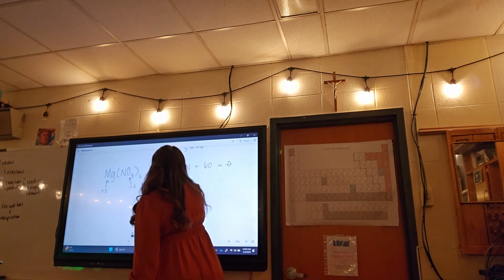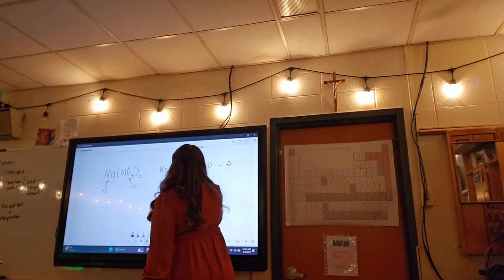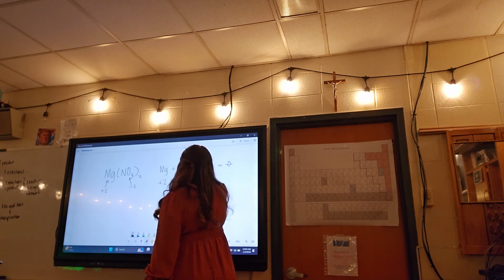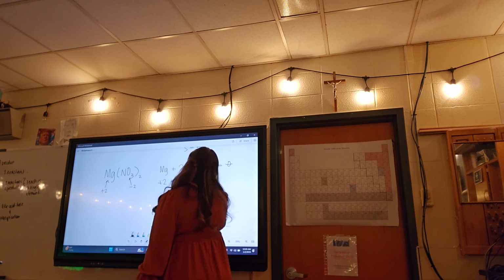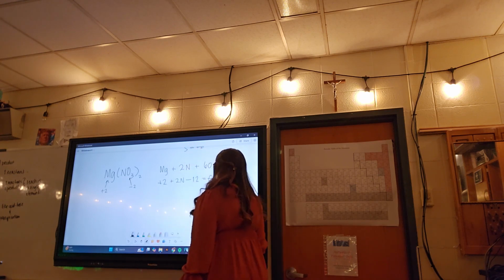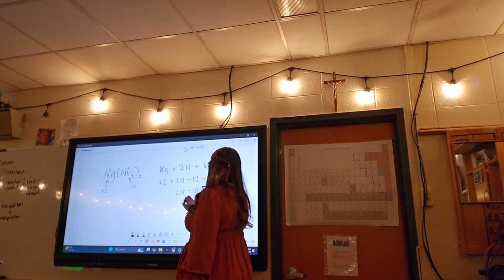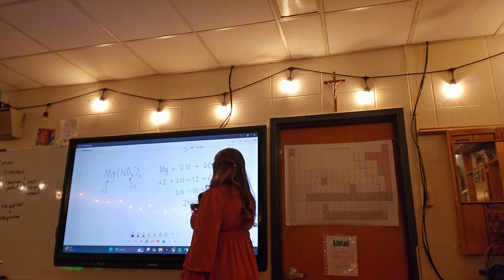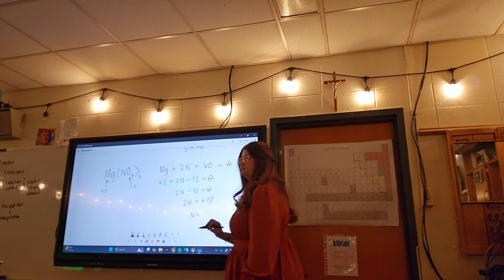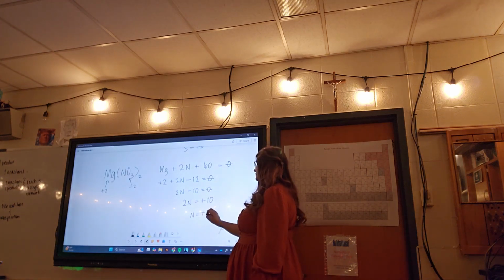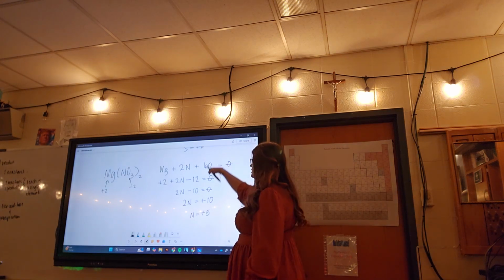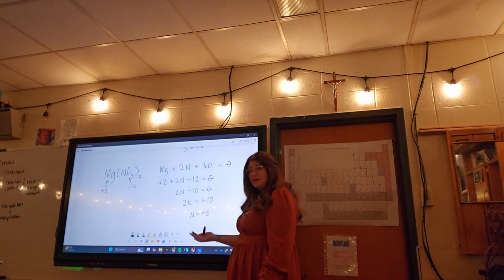Okay, so I'm going to put my numbers in. 6 times minus 2 is minus 12. Okay, so now I'm going to combine these two things. So I should have minus 10 equals 0. 2n equals plus 10. So what does 1n equal? Plus 5. You don't need to do all of this, but you might want to.